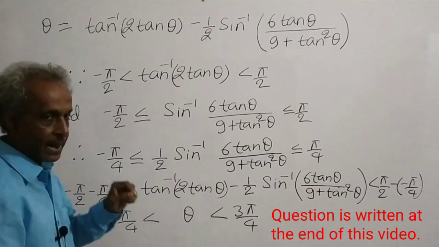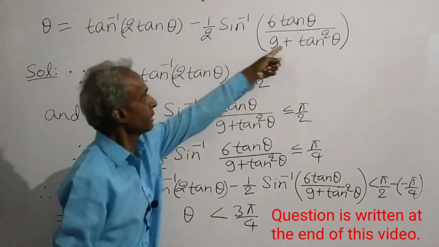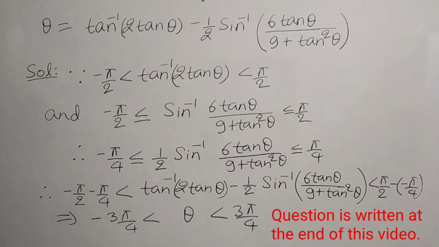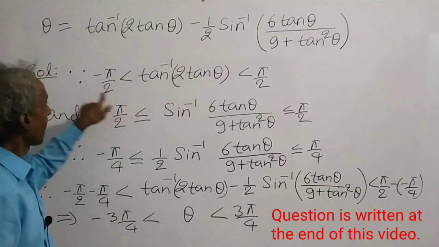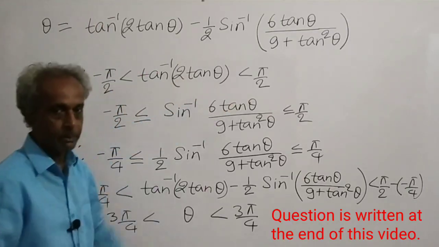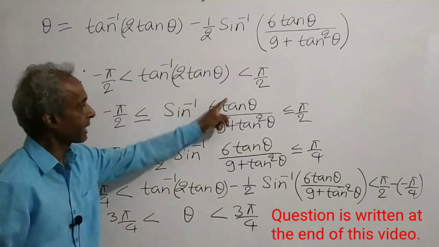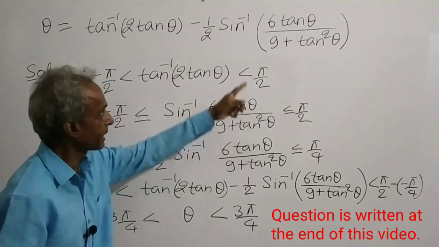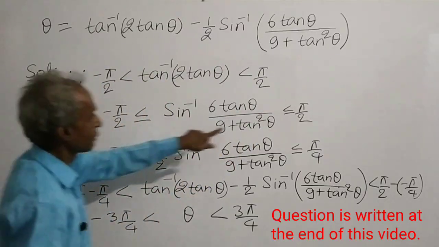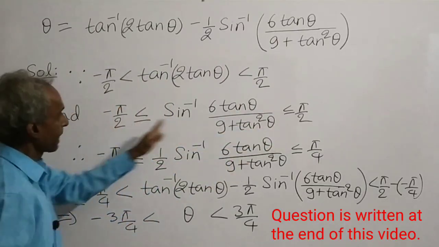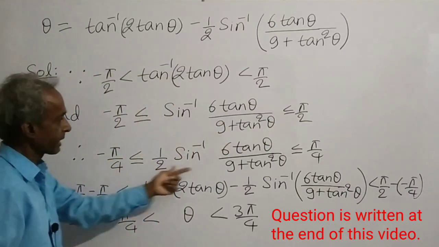We have to find the number of real solutions of this equation. Since tan inverse 2 tan theta lies between minus pi by 2 and pi by 2, and sin inverse 6 tan theta by 9 plus tan square theta lies between minus pi by 2 and pi by 2, dividing all of these three by 2, we get this.